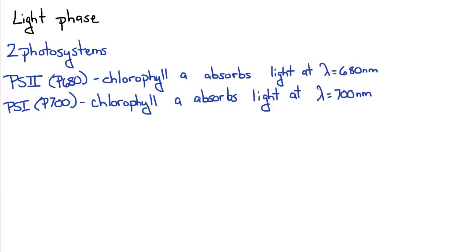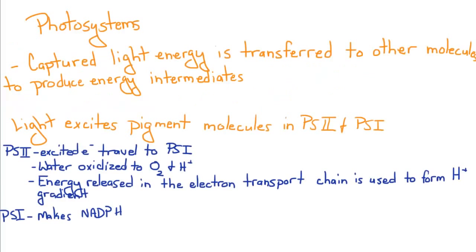The light phase is composed of two components. You've got two photosystems. You've got photosystem 2, also called P680, because the chlorophyll A absorbs light at a wavelength of 680 nanometers. Photosystem 1, or P700, the chlorophyll A molecule absorbs light at a wavelength of 700 nanometers. The whole purpose of the photosystems is to capture light energy, and then that light energy is transferred to other molecules to produce energy intermediates.